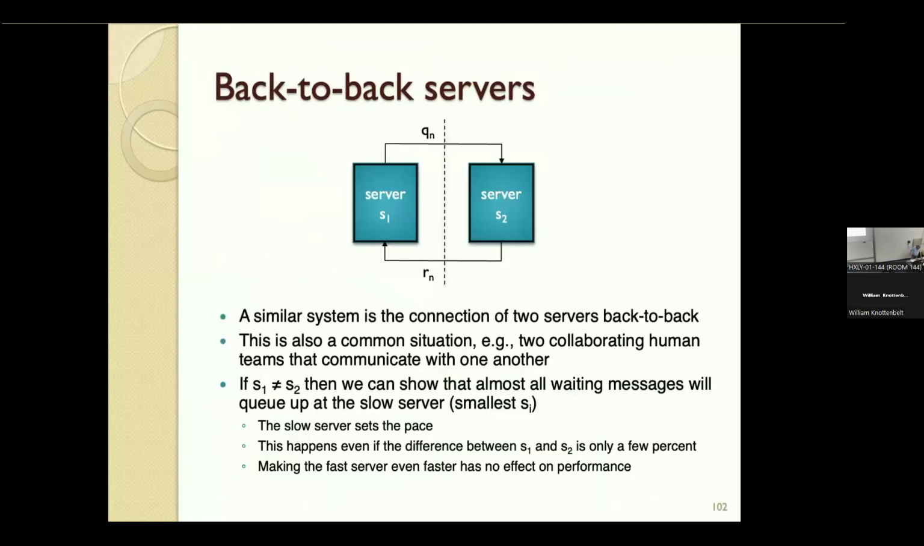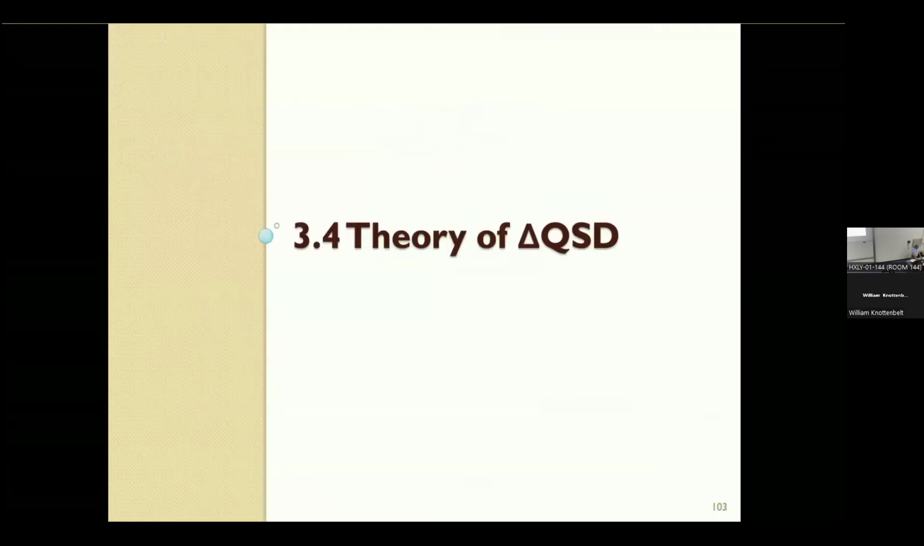Then you can do variations like back-to-back servers, where you have two servers kind of fighting each other, each with its own service time. Or two collaborating human teams, computing things and sending things back and forth to each other. Interesting points are what happens when the two service times are different. If S1 is different from S2, the slow server is kind of controlling it. This is something that you can compute. So this gives an example of the kind of solving you need to do. Okay, so that's all I want to say about sharing.